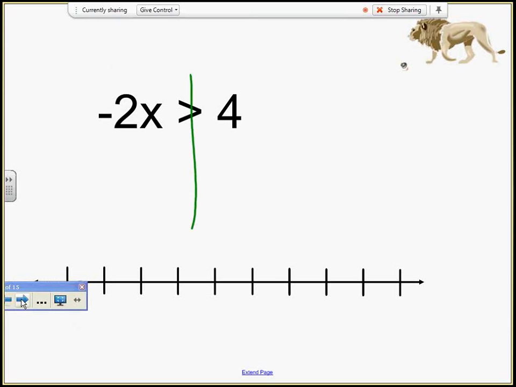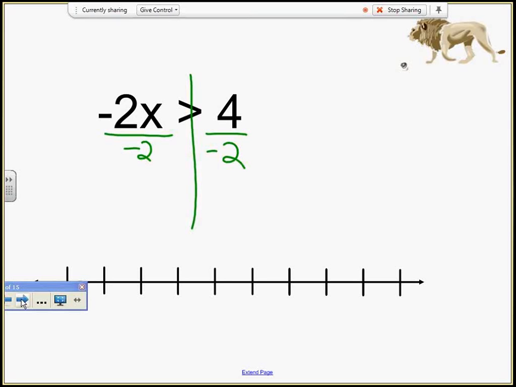If I'm going to solve this, what do you think I'm going to do? I'm going to divide both sides by negative 2. Now, when I am multiplying or dividing by a negative number, something funky is going to occur. Okay? So let's just actually see what happens.